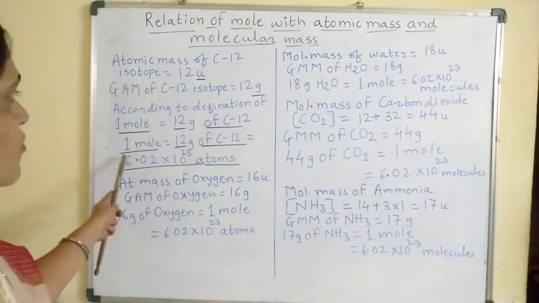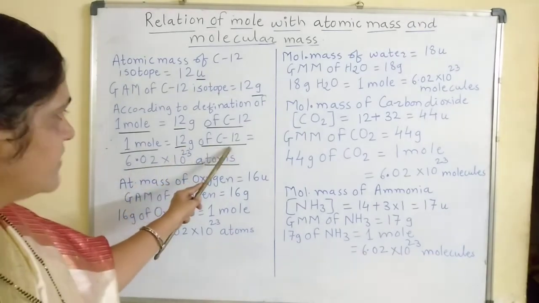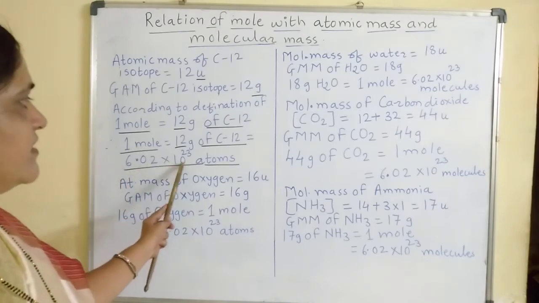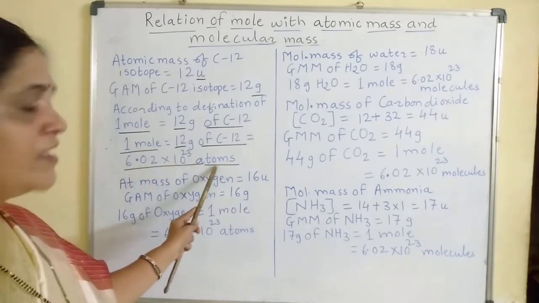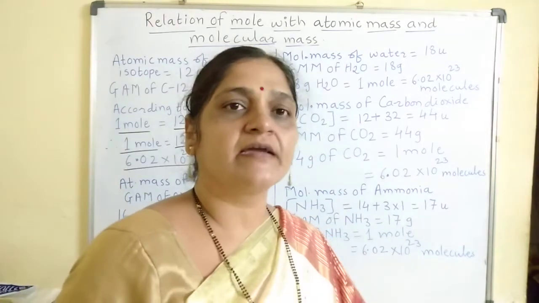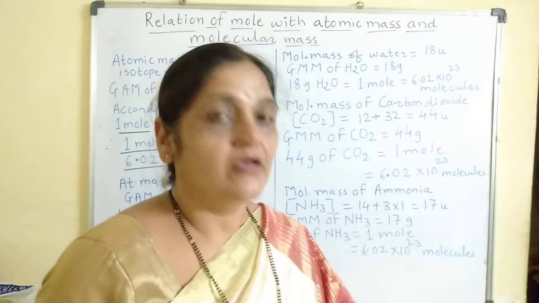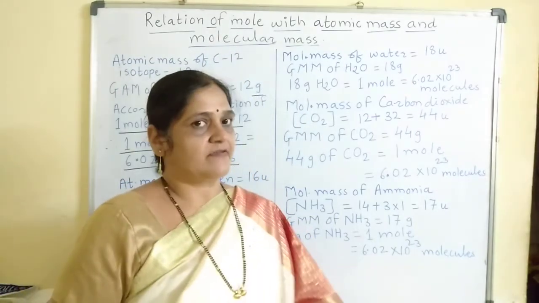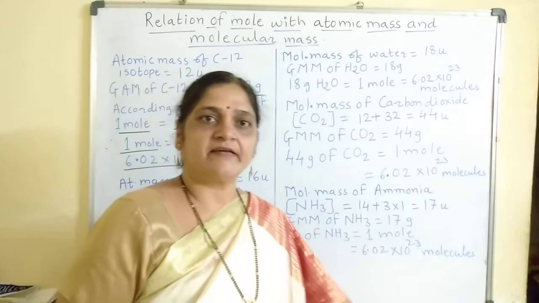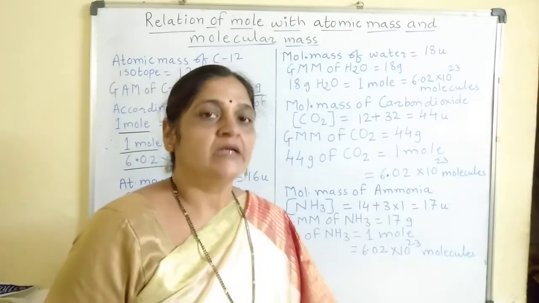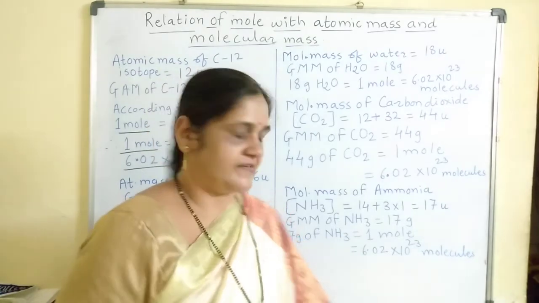Now, 1 mole is equal to 12 gram of carbon-12 isotope, which means 6.02 × 10^23 atoms. So we can relate 1 mole with the gram atomic mass of carbon. So 12 gram of carbon-12 isotope is equal to 1 mole and is equal to 6.02 × 10^23 atoms. Now we will consider the example of oxygen.